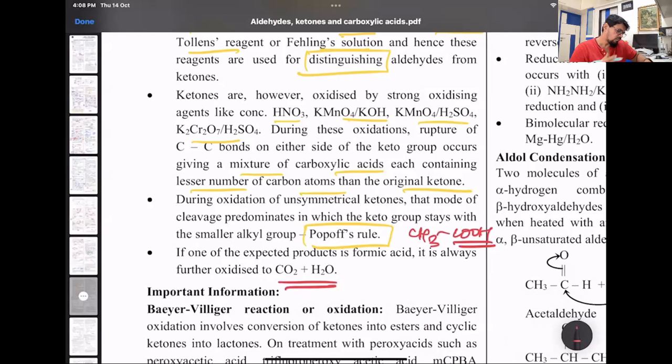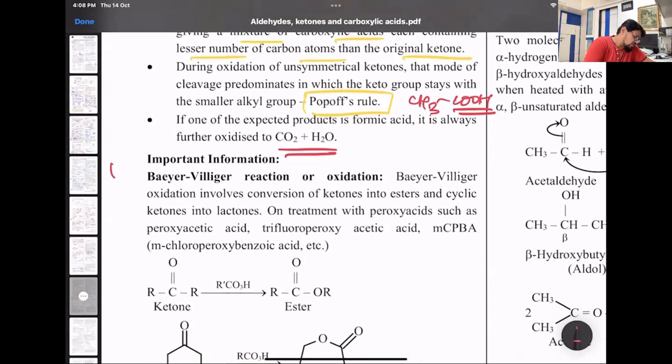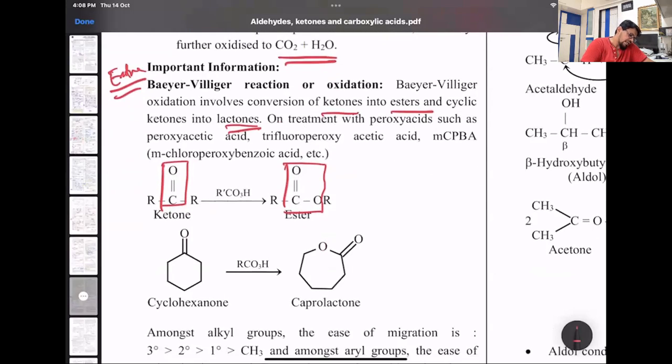All right, one more oxidation. This is an extra part again, everyone. That's called Baeyer-Villiger oxidation reaction. We'll see what is happening basically. It involves conversion of ketones into esters. Look at that. This was a ketonic group. It finally became an ester linkage. So ketones to esters and cyclic ketones into lactones. Look at that. Cyclic lactones, we know, have an oxygen atom next to a ketonic group in a closed chain.